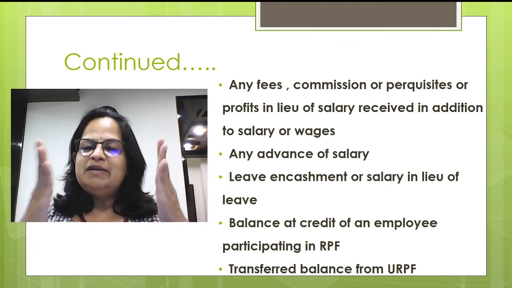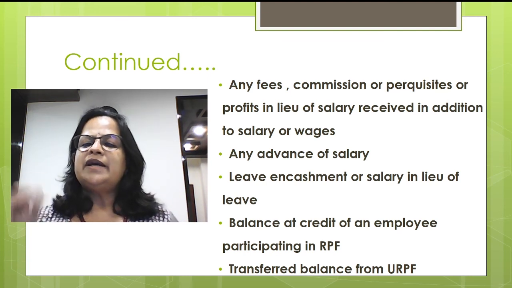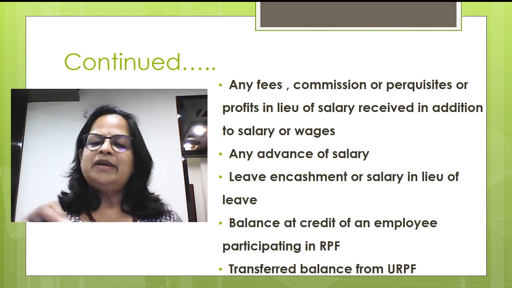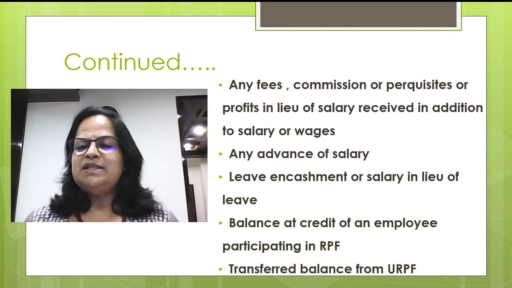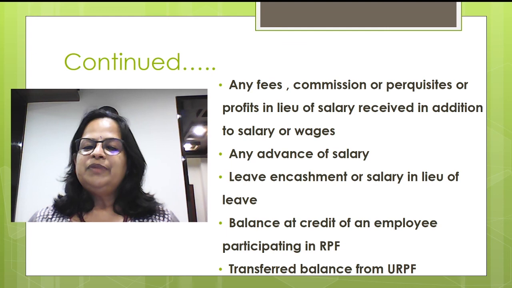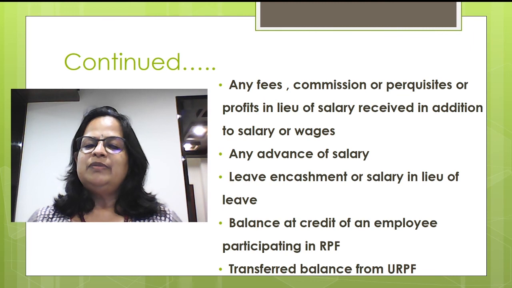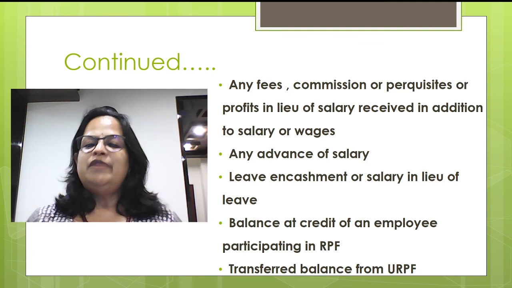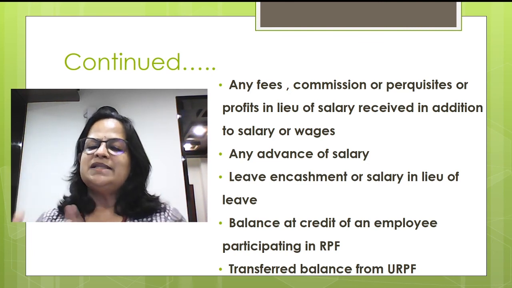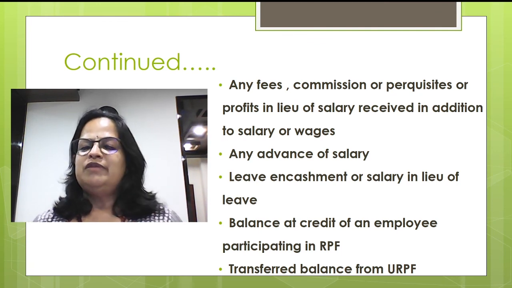Now you have to remember that when they start the provident fund, they can start it only as unrecognized provident fund. It becomes recognized provident fund when they get the approval of the income tax commissioner. Sometimes it may take months, sometimes it may take years to get the approval. So when you start it as unrecognized provident fund and you get the approval of the income tax commissioner, it will automatically become recognized provident fund. Whatever balance is credited so far in the unrecognized provident fund will be transferred to recognized provident fund. So that is why it is called transferred balance.